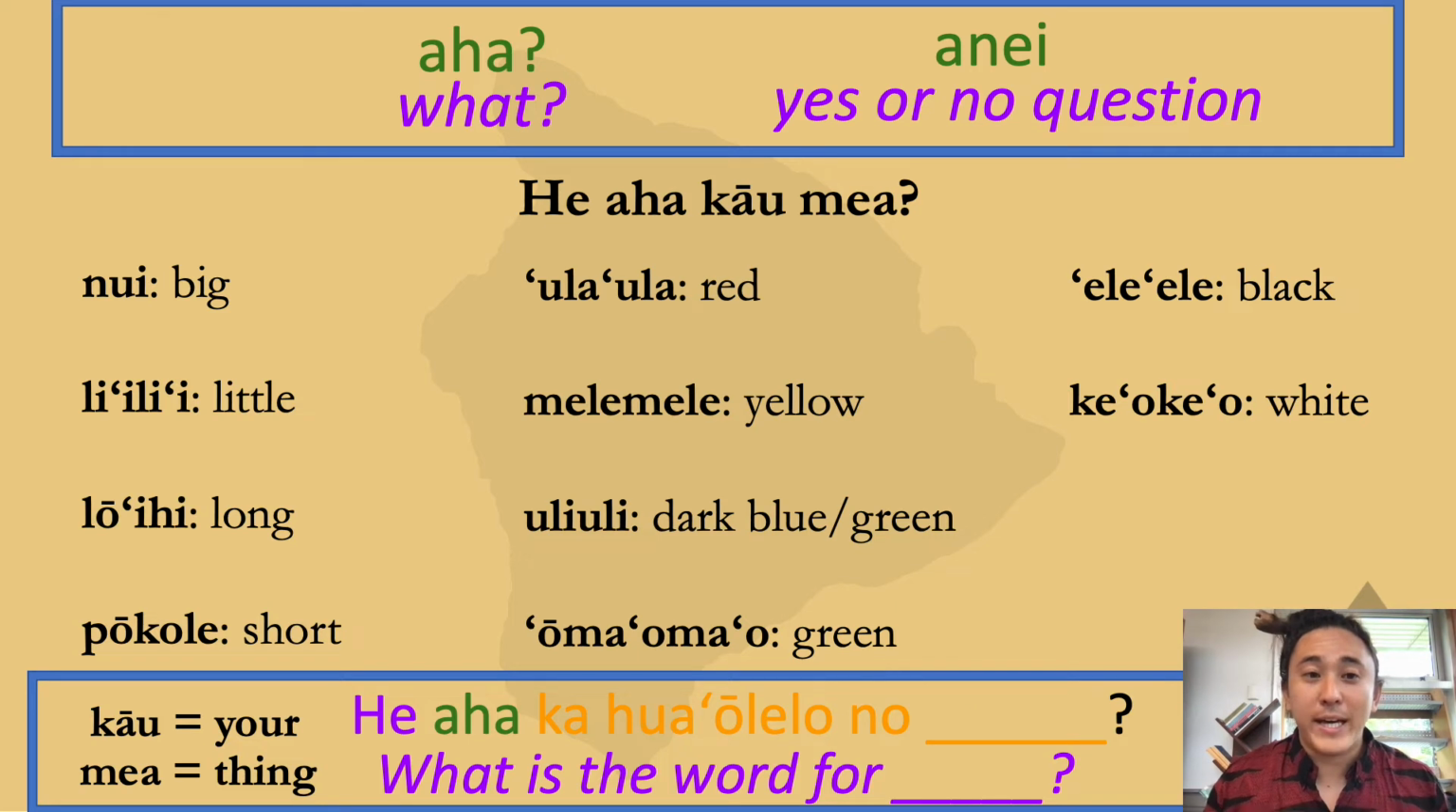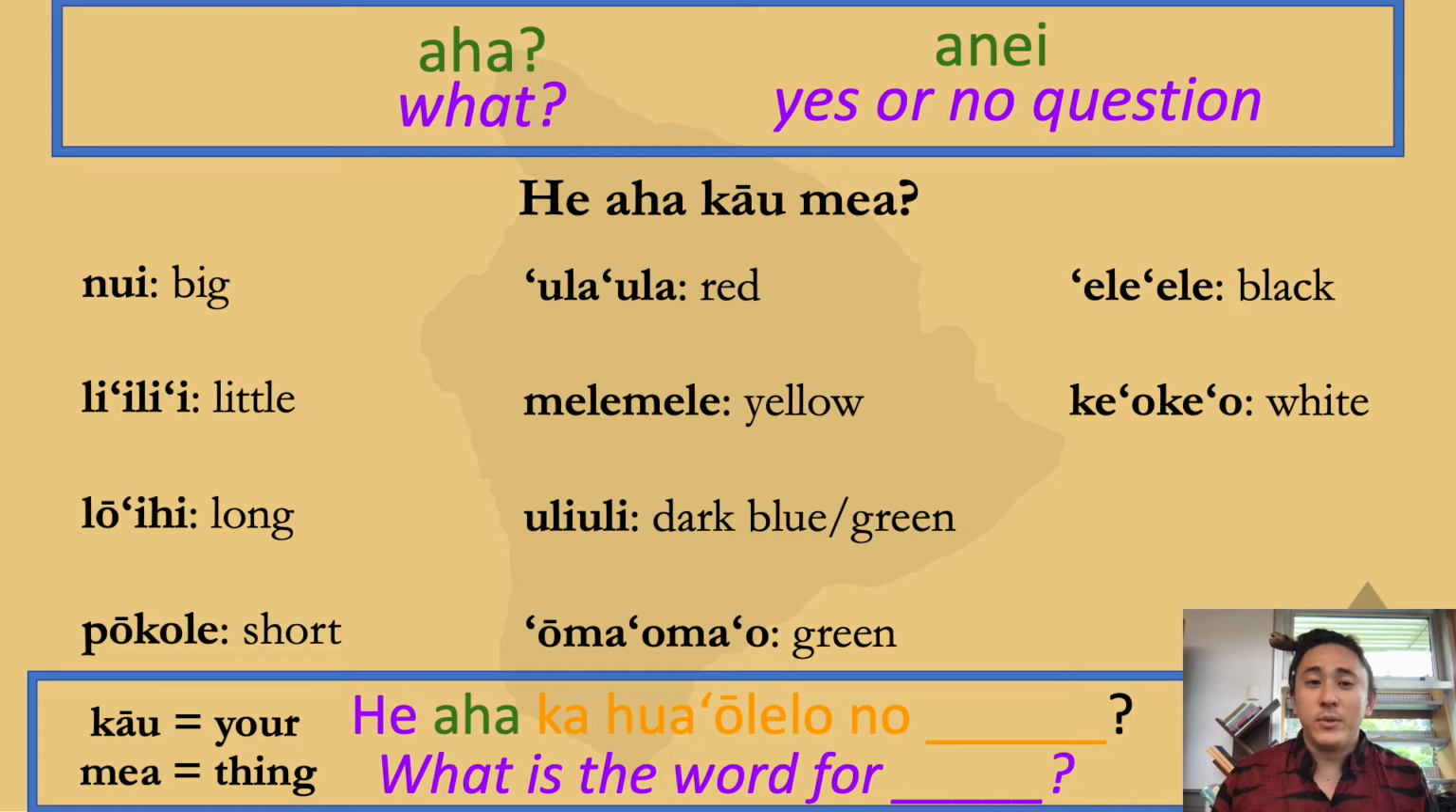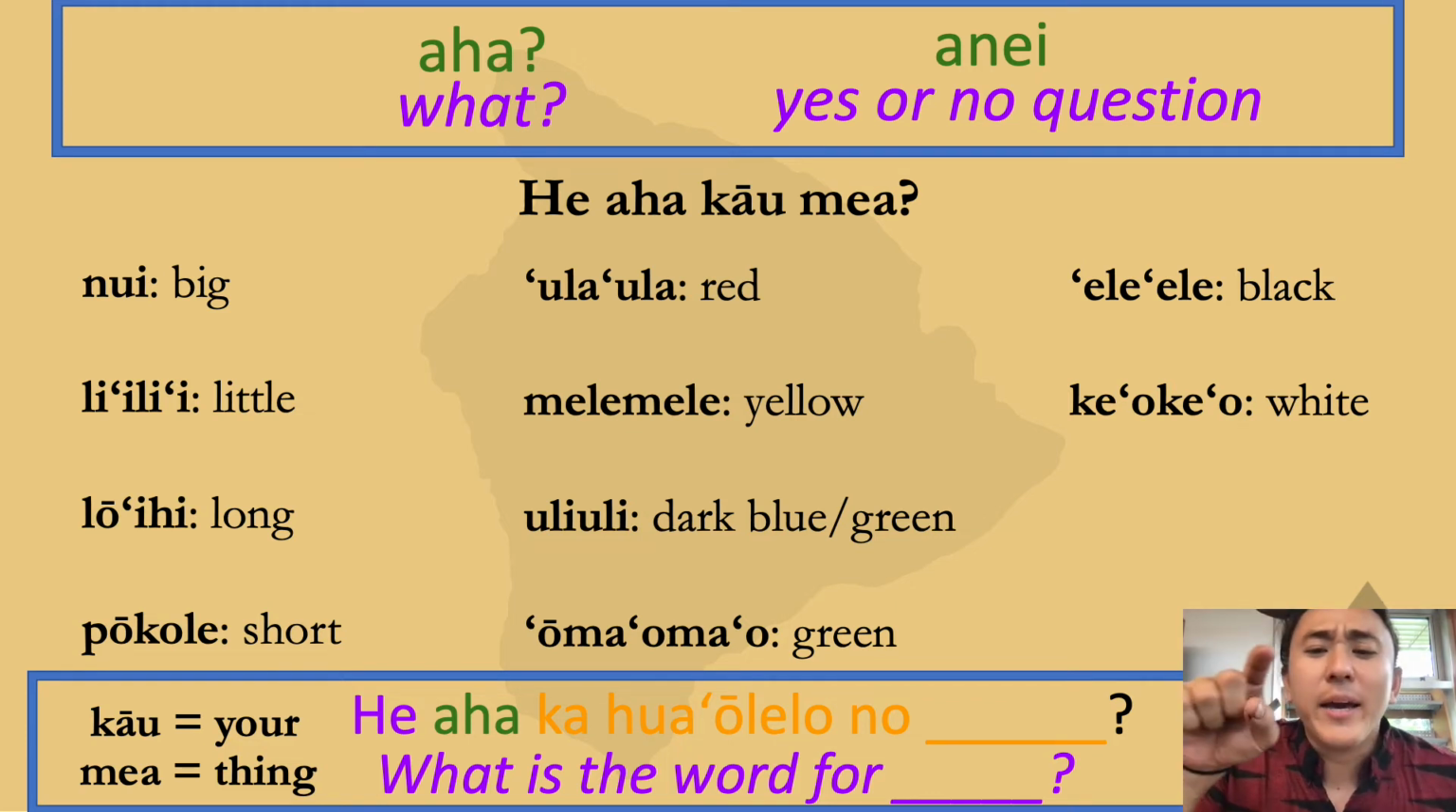Heaha kau mea. Heaha kena. What is that thing? What's your thing that you got there? So let's just pretend I'm you. I'm asking myself a question, and then I'll answer it how we answer it.